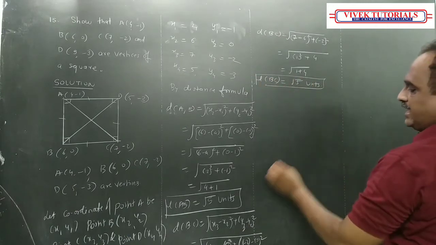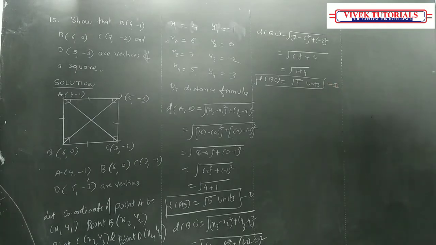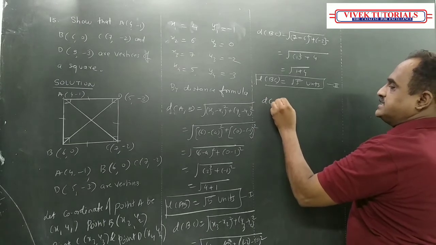So this is, we can take it as equation 1. This I'm going to take equation 2. Again we have to find out what? Distance CD.